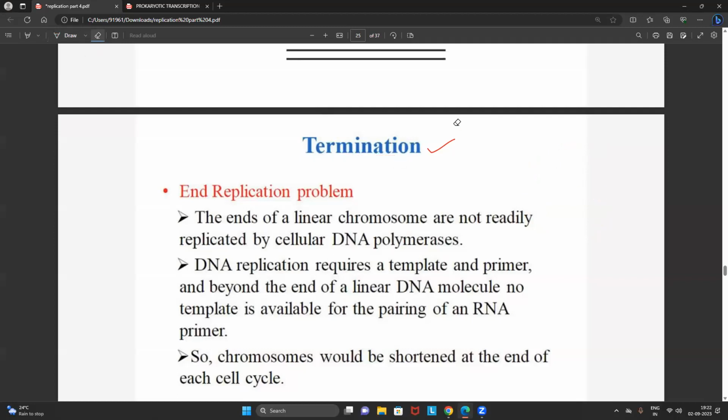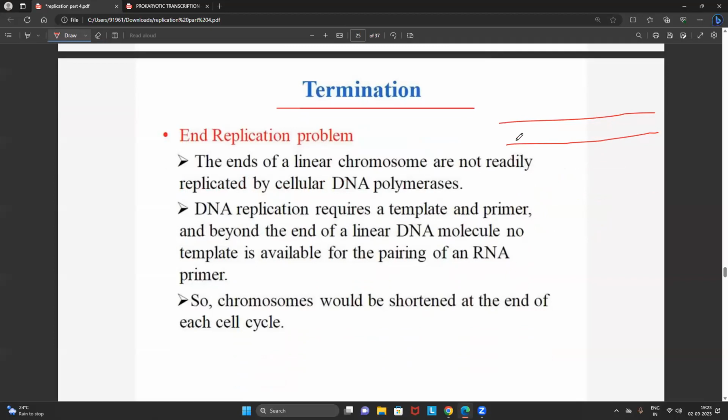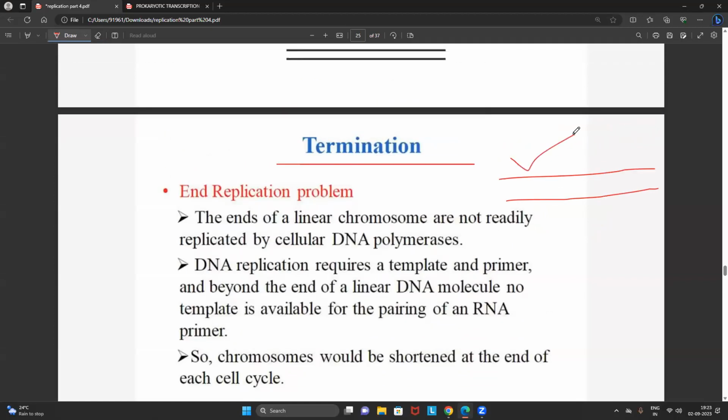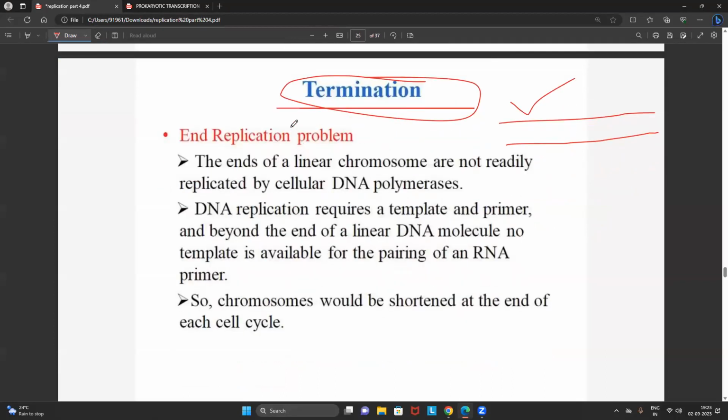Now, what's the most important point? The most important point is that in the case of eukaryotes, the DNA is a linear DNA. It's not a circular DNA. And moreover, the length of the DNA in a eukaryotic organism is very large. And first of all, what is the problem? In the case of replication, what is the problem?